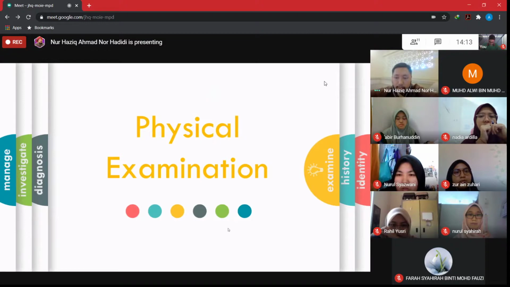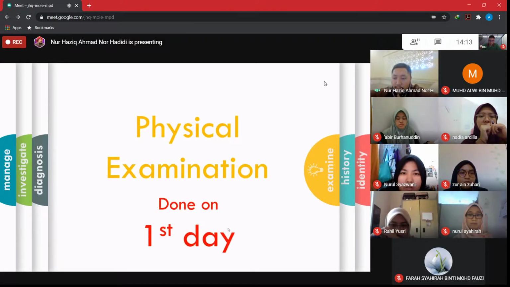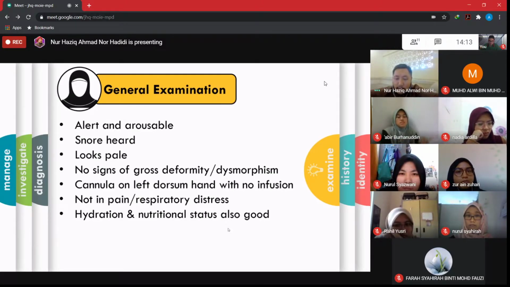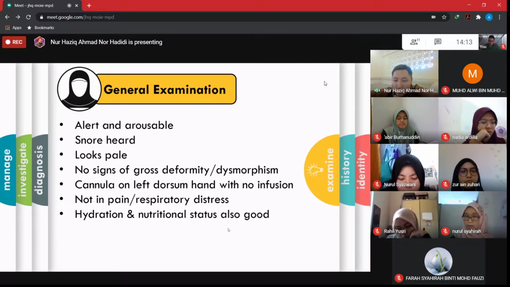For the physical examination, it was done on the first day of admission at the HTA. On general inspection, the patient was lying on the bed, alert and arousable, and there was a snore heard when he breathed. The patient looks pale, but not cyanosed or jaundiced. There is no dysmorphic feature in this patient, and there is a cannula on the left dorsum of the hand with no active infusion. Otherwise, the patient is not in pain or respiratory distress.